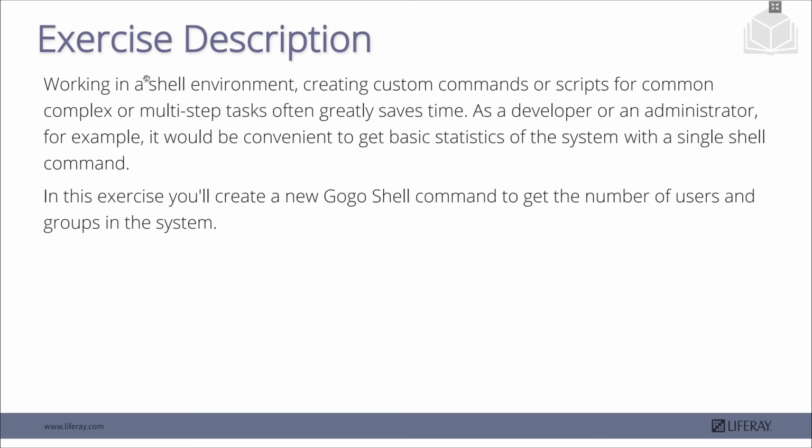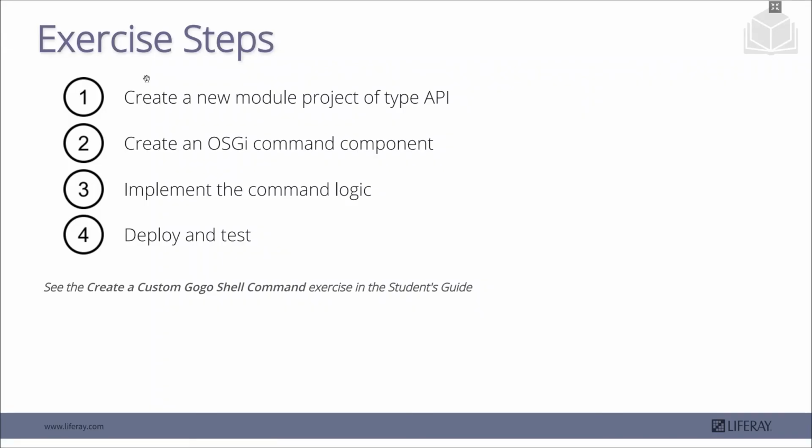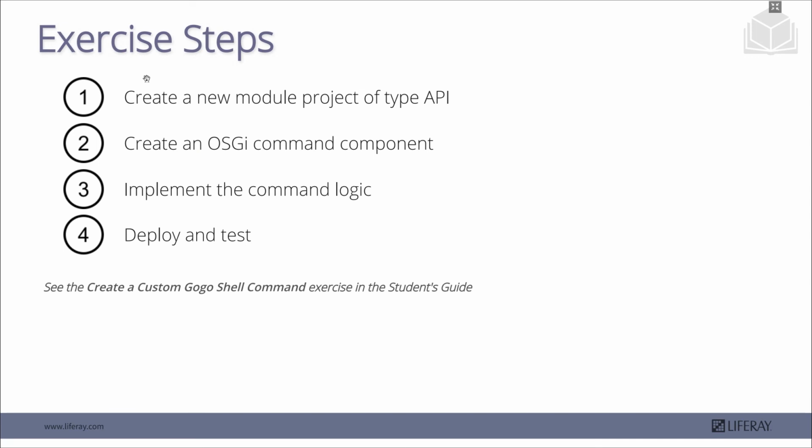So what we are going to do in our example is create a Gogo shell command that makes an API call to get the number of users within our Liferay instance, right? And as well as the groups or the sites within Liferay. So these are going to be the steps that we're going to be going through. I'm going to first create a Liferay module using the template API. From there, we're going to create an OSGi component, setting the relevant properties and attributes. And then finally, we'll implement the command's logic. And then we'll deploy, test, and make that call. So with all of that being said, let's go ahead and take a look at what that looks like.